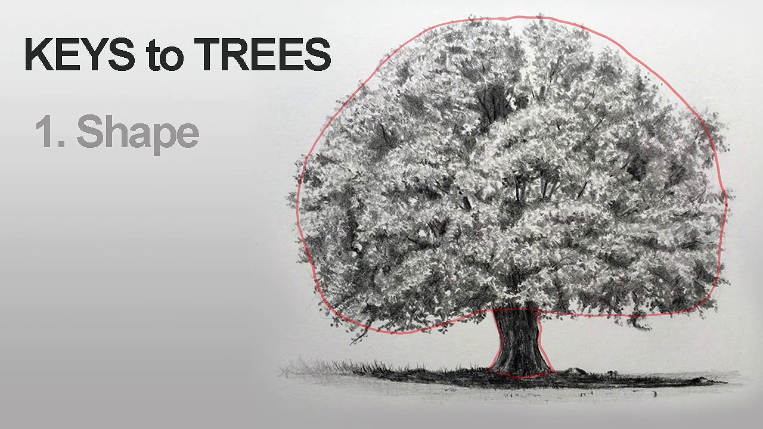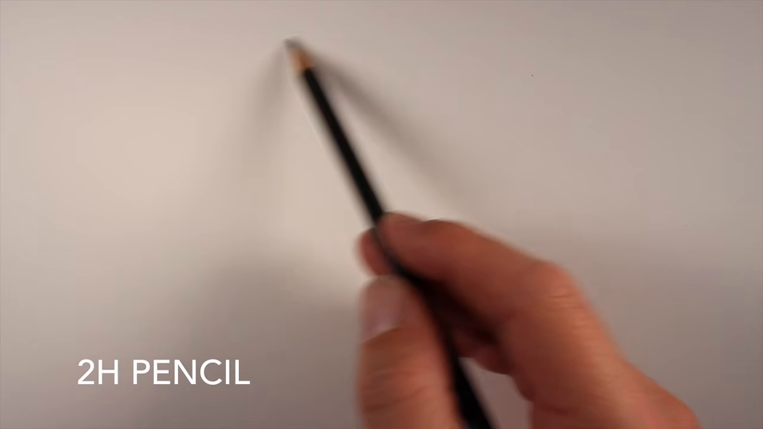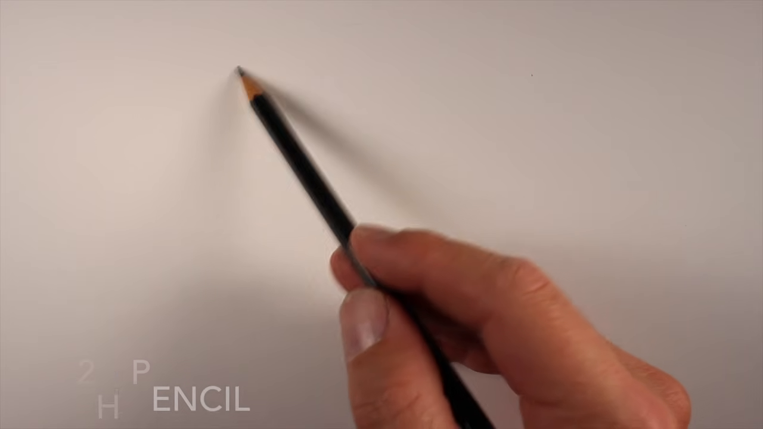There are several keys to drawing trees. The first key is to look at the shape, and we're just going to look at the outer contour of the shape of the tree. And of course, this approach can be applied to drawing any tree that you wish, whether it be from observation or one that you create from your imagination.